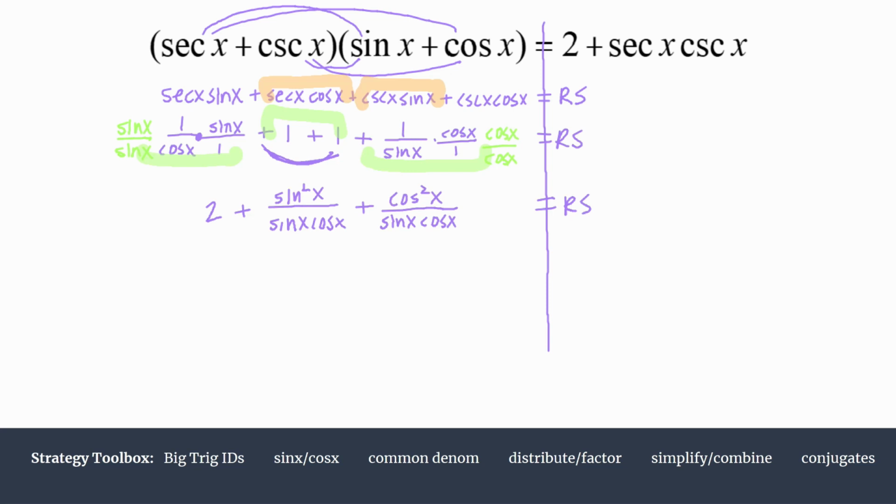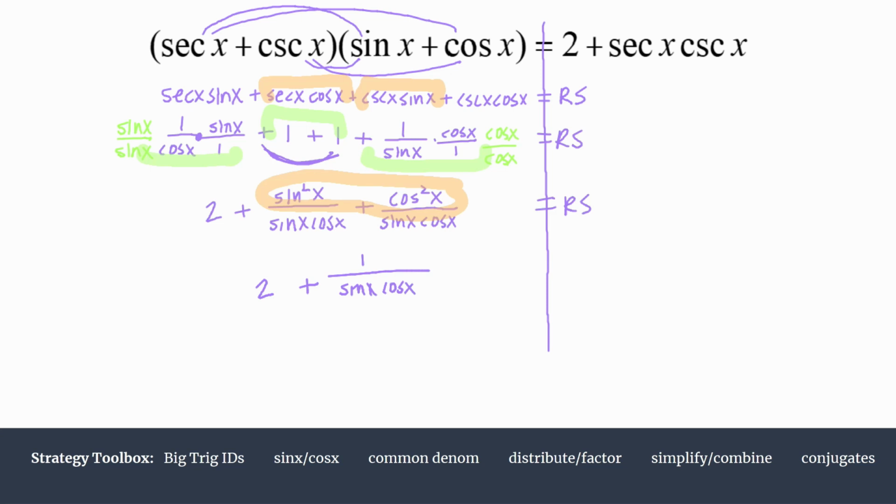At this point, you may be noticing that the numerator, when we combine these two terms together, is actually part of a Pythagorean identity. We know that sine squared plus cosine squared is 1. So when we rewrite these together, let's go ahead and make that substitution. So we still have the 2. We have plus, replacing the whole numerator with a 1 through that Pythagorean identity. And that's all over sine x, cosine x.